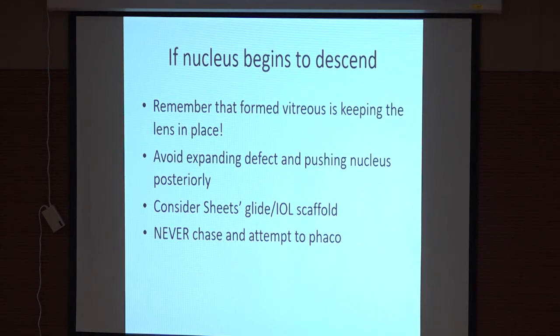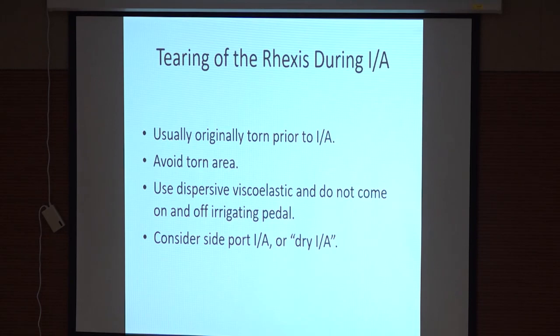If the nucleus begins to descend, avoid expanding the defect and pushing the nucleus even more posteriorly by your movements going in and out of the eye, getting the anterior chamber more shallow, and never chase with the phacoprobe into the vitreous cavity. Tearing of the rhexis during IA: sometimes you can have that, and at that point again use the same technique to prevent shallowing of the anterior chamber, and you can consider a dry irrigation aspiration or do something from the side port.